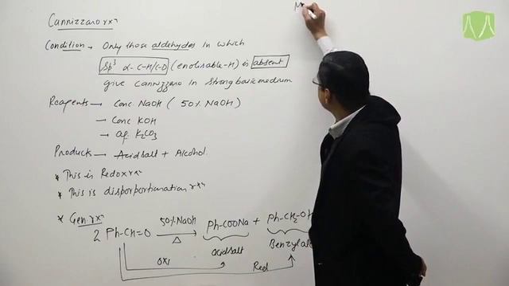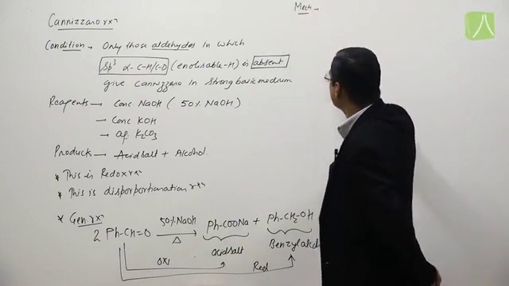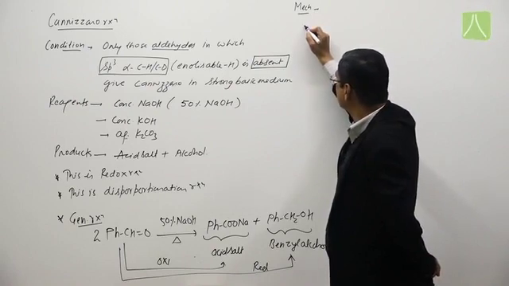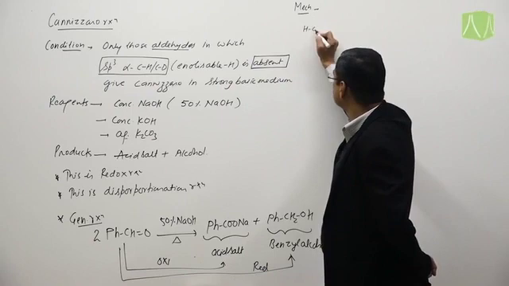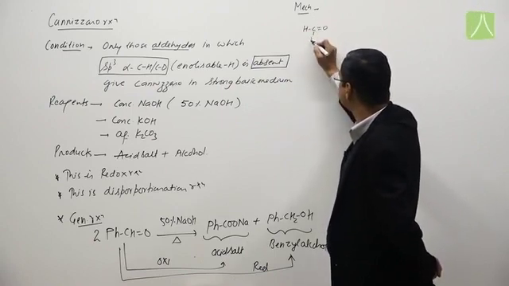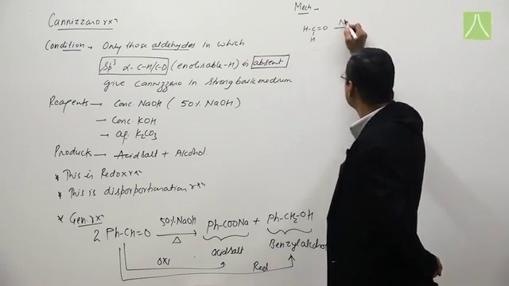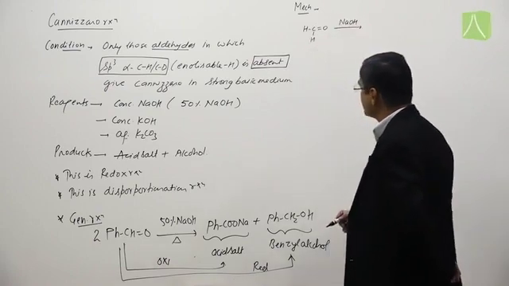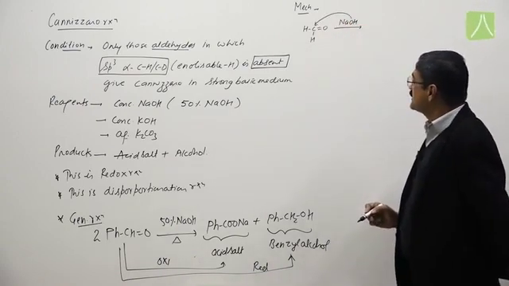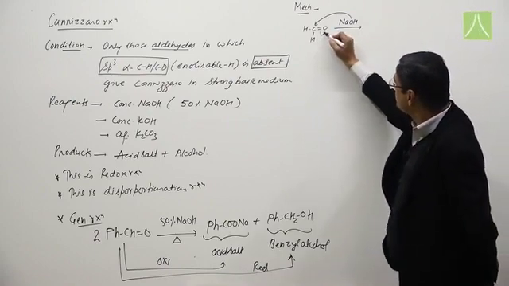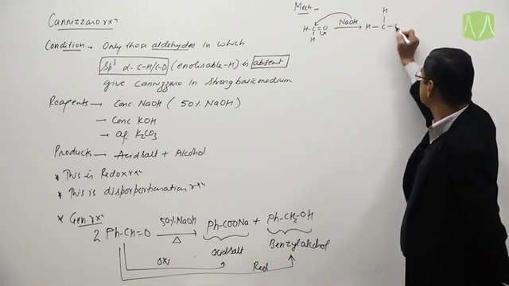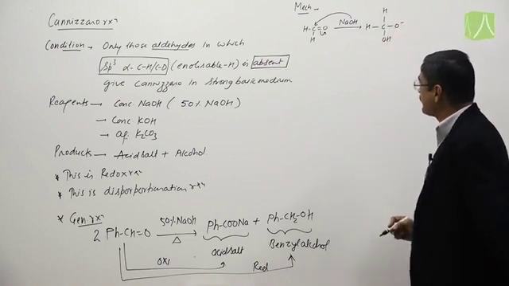Now the mechanism. So I take the mechanism with formaldehyde. Suppose I take formaldehyde in presence of base. Suppose NaOH is taken. So first OH minus attacks the carbonyl carbon and the pi bond is broken. So this intermediate is formed.